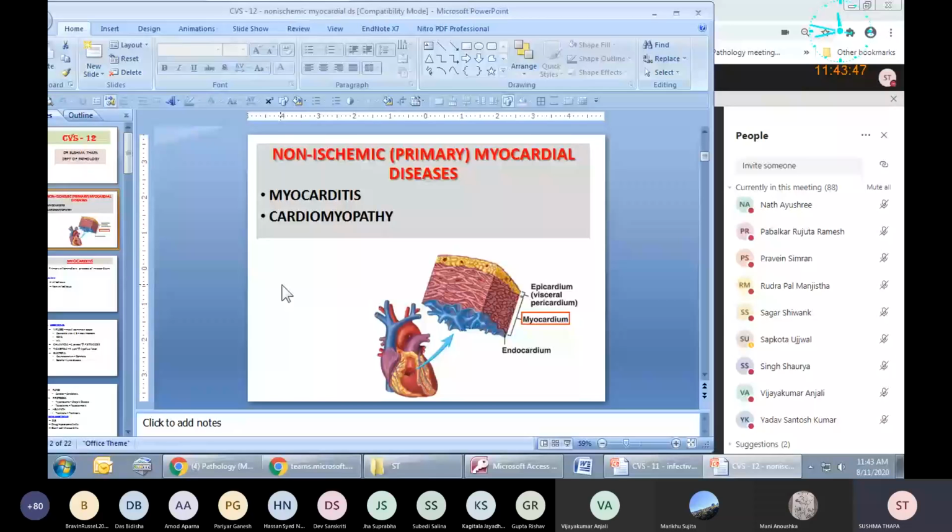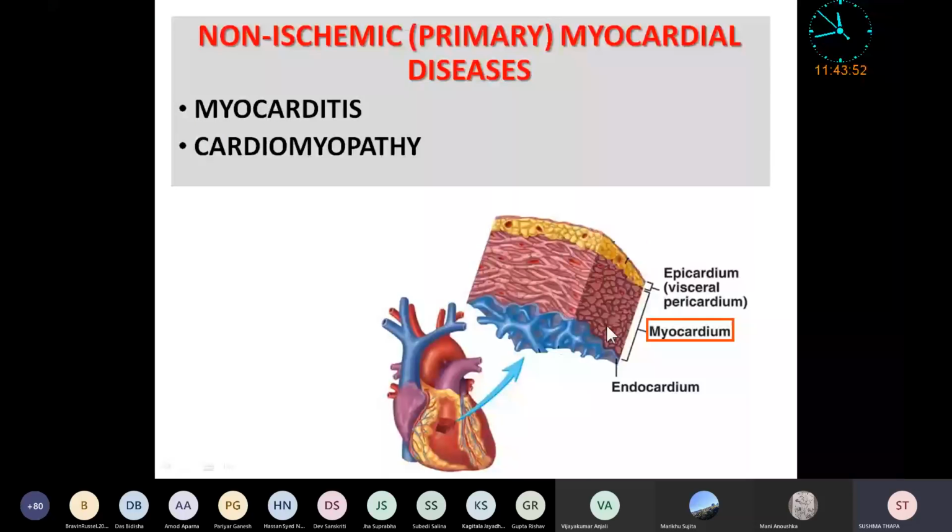All of you know the cardiac muscle in the heart. There are three layers. Outer is the pericardium. And the middle is the myocardium, which consists of cardiac muscles, and the inner is the endocardium. The pericardium, the visceral pericardium, is also known as epicardium. So today we'll be talking about this middle part, that is the myocardium.